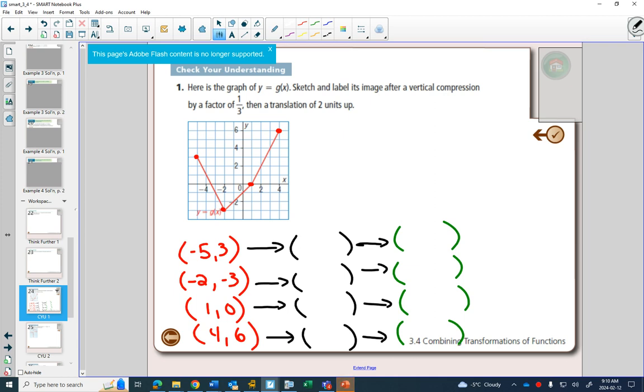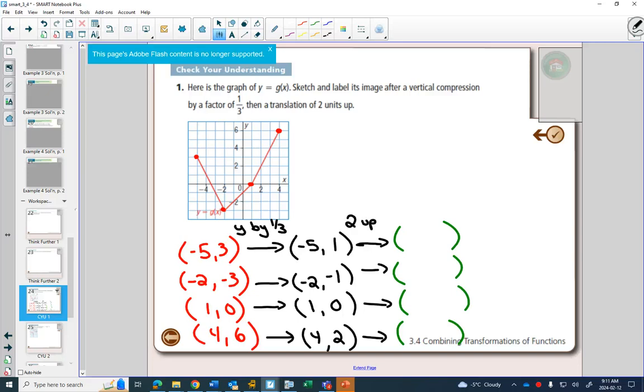We do always our stretches first. In this case, we have a vertical compression by a factor of 1/3. That tells us verticals affecting our y values. Our y values are going to get multiplied by 1/3. And that's the only compression. Notice your x values, there's no horizontal stretches or compressions. So we only have one thing to do there. That's fairly easy. So my x values will not change. And my y values all get multiplied by 1/3 or divided by 3.